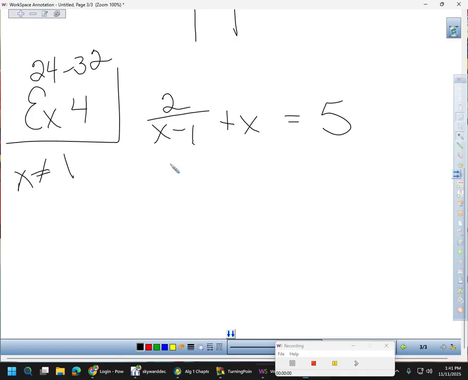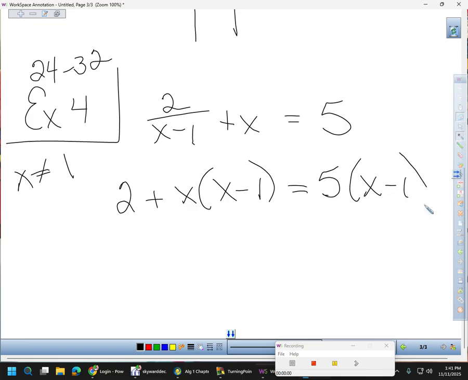All right. So we're going to clear the fraction with x minus 1. Here, it already has an x minus 1, so I have 2 plus x times the factor of x minus 1 equals 5 times the factor of x minus 1, because I don't have a denominator there, right? Is everybody okay with that? All right, so I have 2 plus x times x is x squared. X times negative 1 is negative 1x equals 5x minus 5.